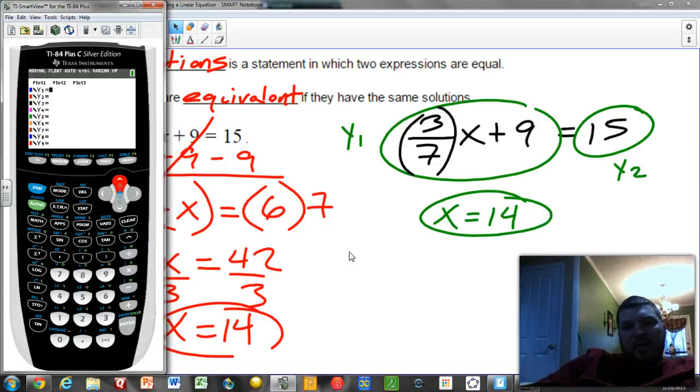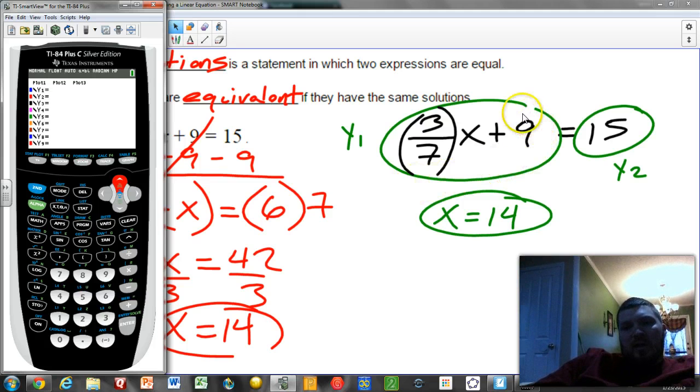Okay, so this video is kind of a follow-up to our previous video. In our previous video, we were talking about solving the equation 3/7 x plus 9 equals 15. We did that algebraically and got x equals 14. In this video, we're going to do that by graphing, solve the exact same equation, but by graphing.